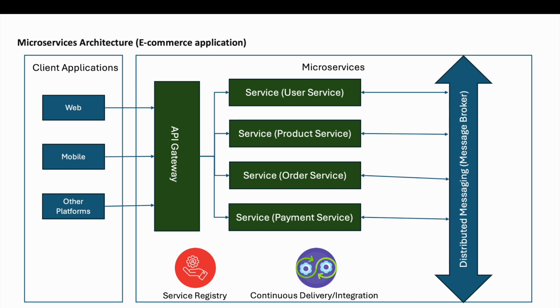You can have other services like, for example, a recommendation service, which generates personalized product recommendations based on user behavior. Now, each of these services would operate independently, have its own database, and communicate with others as needed using RESTful APIs or messaging queues.